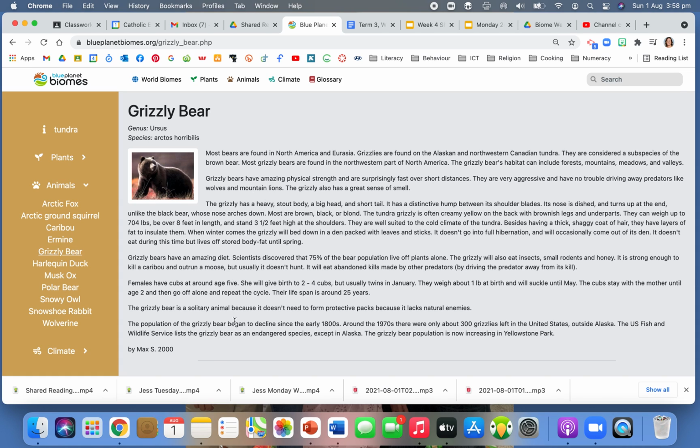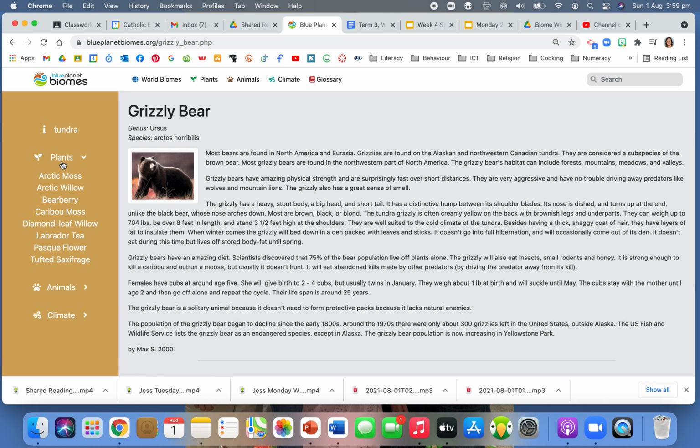Now, paragraphs are really important. Not only does it support the reader, but it also breaks up our information into topics. So we've got here telling us where they're found. It's about their strength, about their bodies, about their diet, about their reproduction, and about their population. Each paragraph is a new piece of information. So it's not all chunked together in one paragraph. They've actually broken it up into paragraphs, so it's easy for me to read and to understand. If I'm skimming that text, I can easily find information.